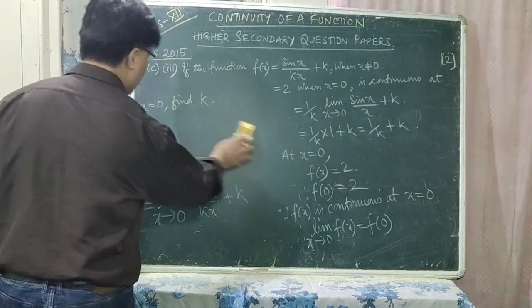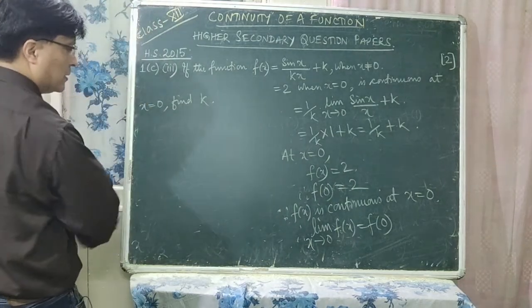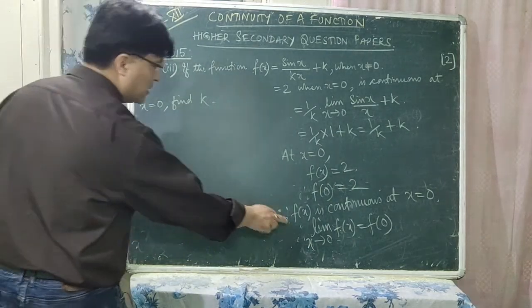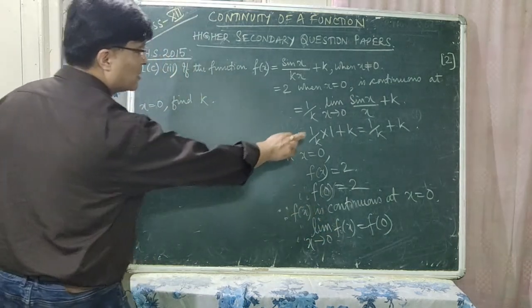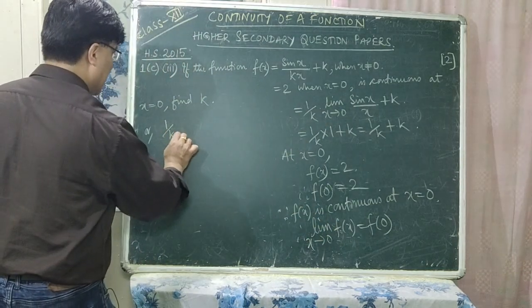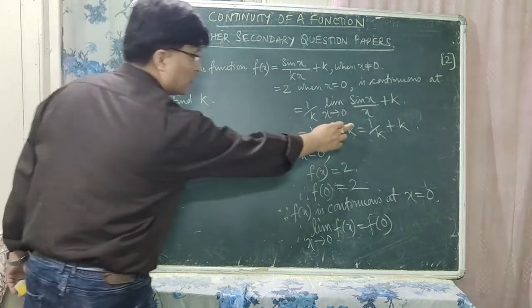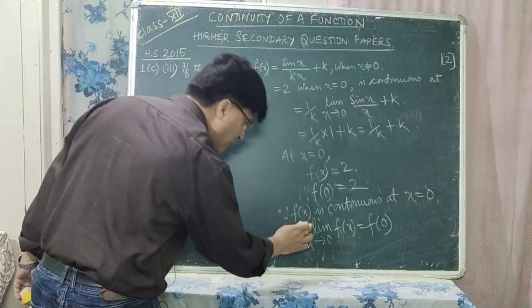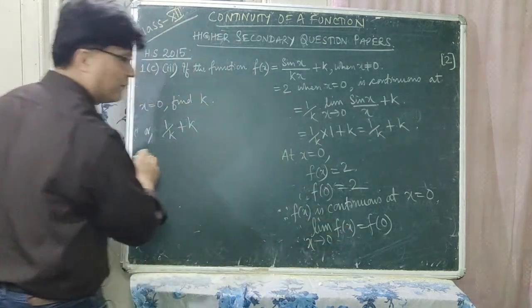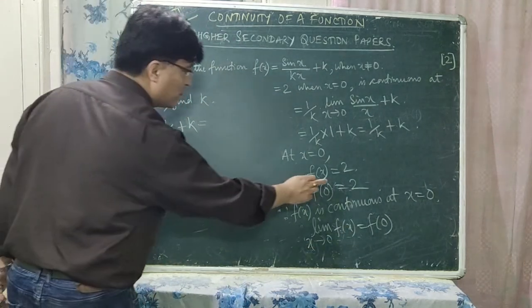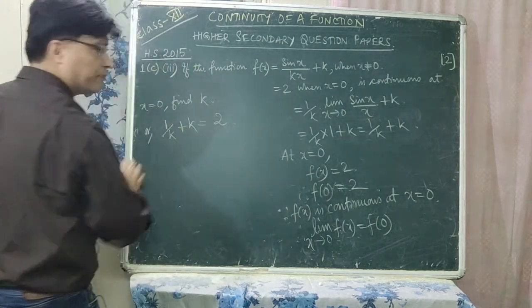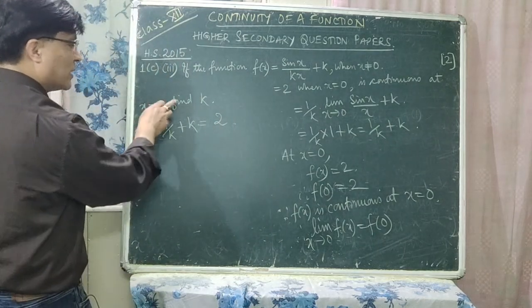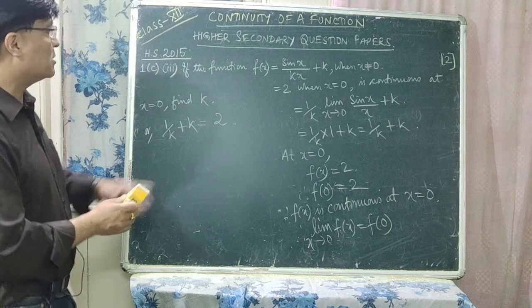Okay. So now next, put the value for limit x tends to 0, f of x. What is it? It is 1 upon k plus k. This is both right hand limit as well as left hand limit. That is the value for the limit x tends to 0, f of x. So which is equal to, what is f of 0? What is f of 0? It is 2, right?